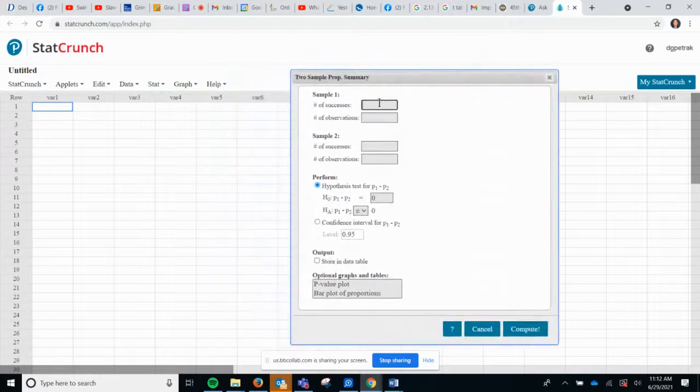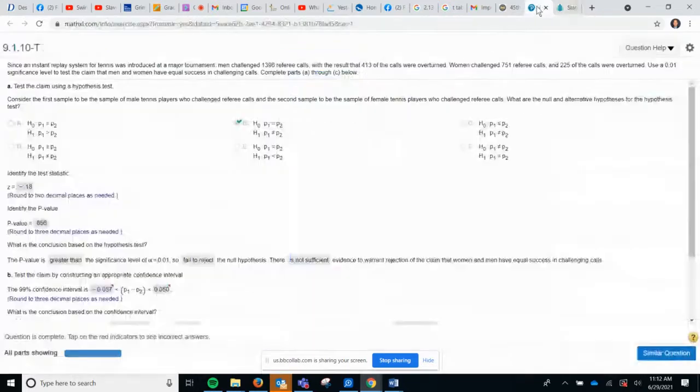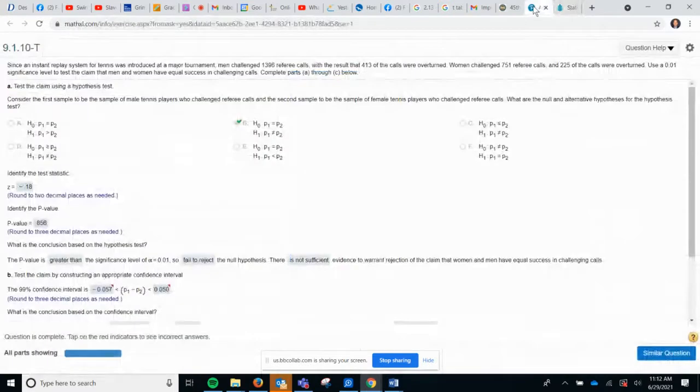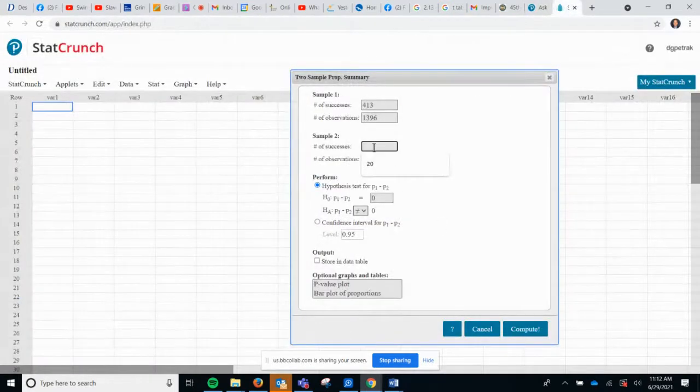This is where you put the numbers. So let's put the men's numbers first, and that was 413 out of 1396. That's our p1 hat, our first sample proportion. And then for the women, it was 225 out of 751. Everybody, does that make sense? Yes. Yep.